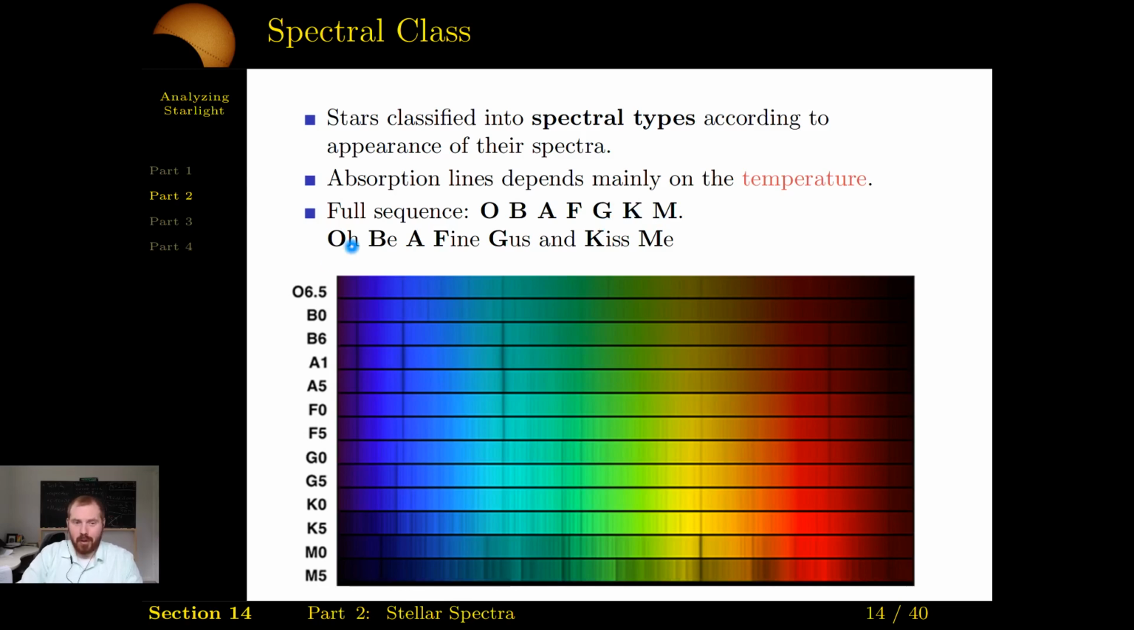The mnemonic to remember it is: Oh, Be A Fine Guy, and Kiss Me. That's how you remember this spectral sequence. And this is basically a shortcut. What we're going to do is start putting stars into these categories so that we can cheat. You don't have to say, well, what star is this? I say, well, it's an O-class star, and that gives me a rough idea of what its temperature is going to be and what kind of material I expect is in that star. So that's why we define this sequence.